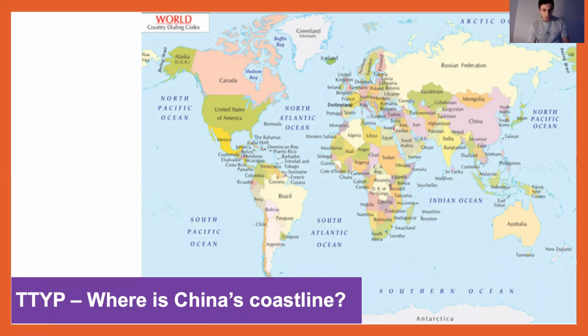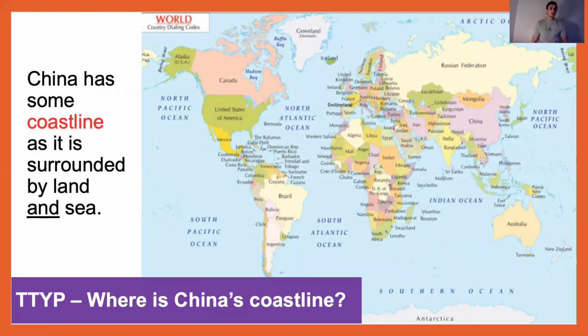Let's have a look. China's coastland is different. China has some coastland as it is surrounded by land and sea. It doesn't have coastland all the way around it like we do. You'll see they've got this long stretch down here where the land meets the sea. But in this part of China over here, the land doesn't meet the sea. So it doesn't have a coastline all the way around it like us. And like Australia, if we look down here, follow my mouse, you can see Australia has a coastline that goes all the way around it because it's an island.